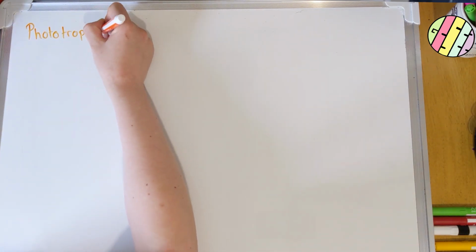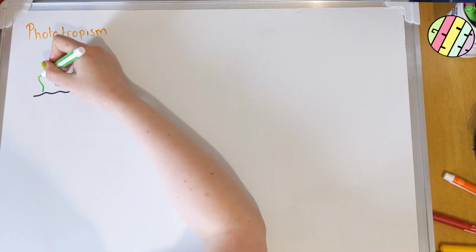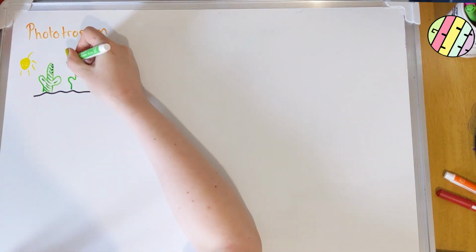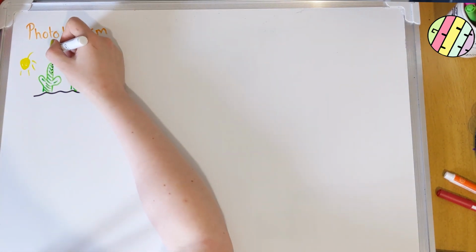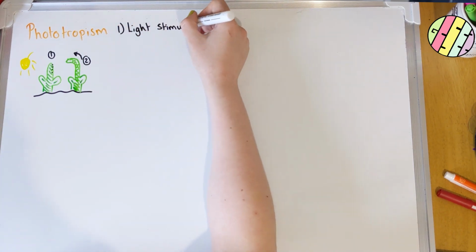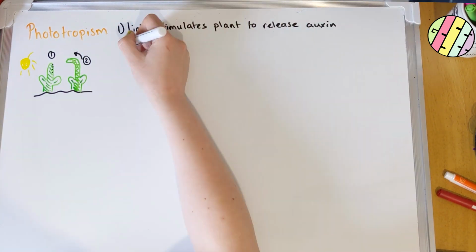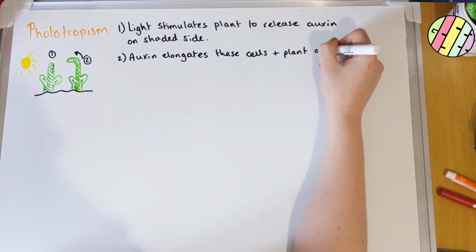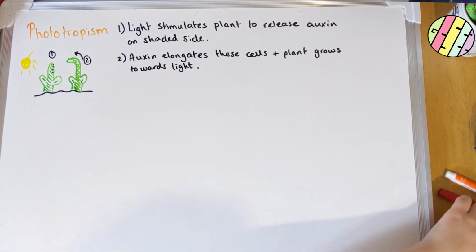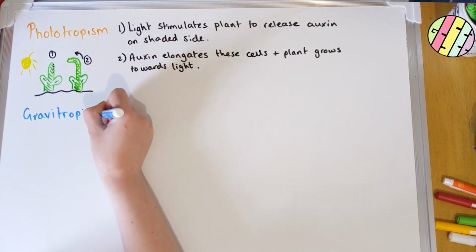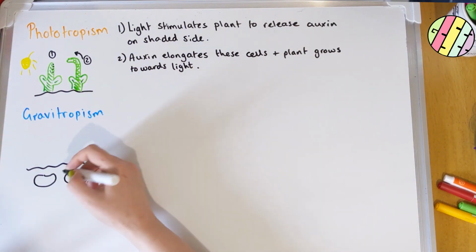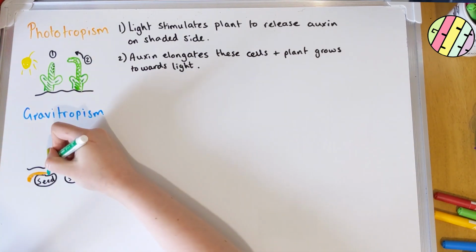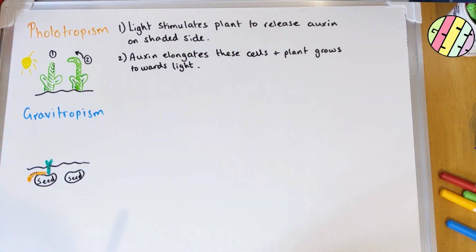Okay, let's break down these 3 tropisms then. Our first tropism is phototropism. Remembering phototropism is to do with plant shoots growing towards the light. We've talked about it before, let's run through it again. So the first thing that's going to happen is that light is going to stimulate the plant to release auxin on the shaded side, the darker side. This is going to then cause those shoot cells to elongate, causing the plant to have unequal growth, and it will bend towards the light. And this happens in stems.